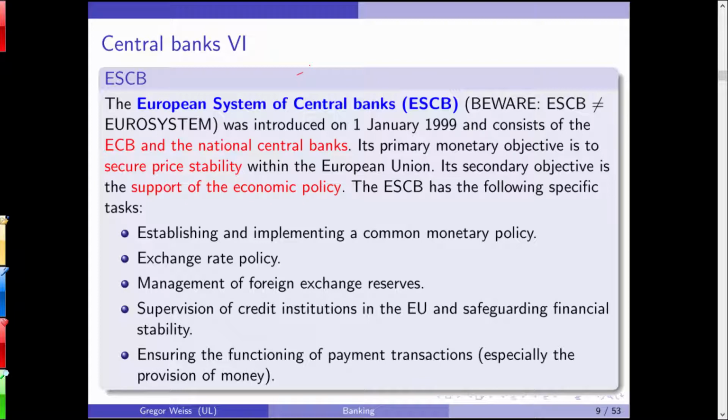They have looked at earnings management by central banks. Does anyone know what earnings management is? Earnings management. No idea? In German, it's Bilanzpolitik. What does Bilanzpolitik mean? Can you explain Bilanzpolitik? What could it mean? Yeah?